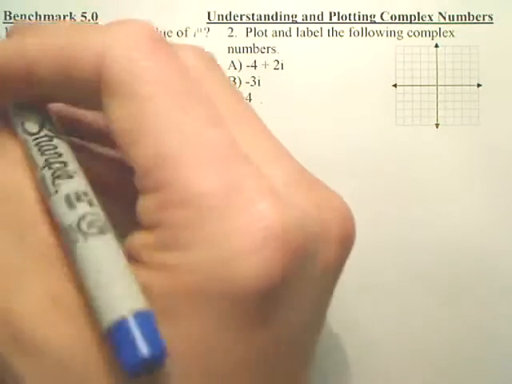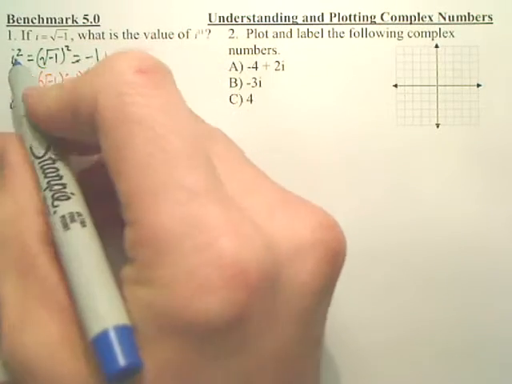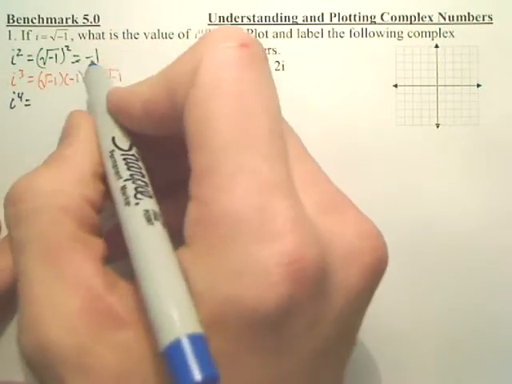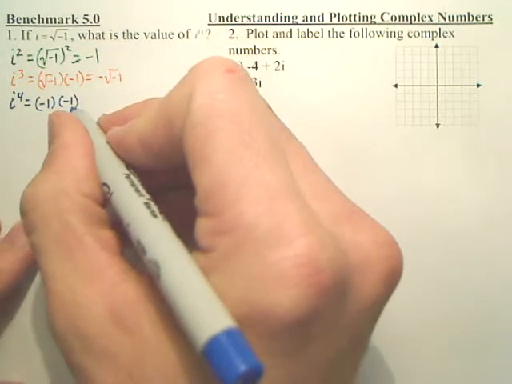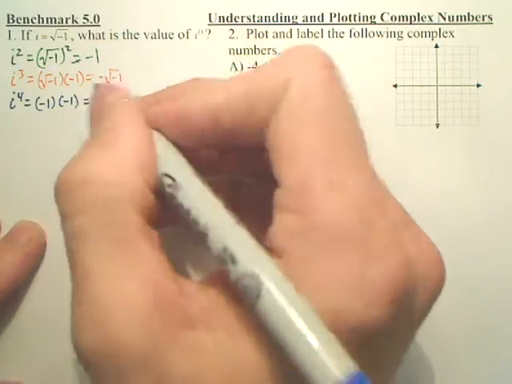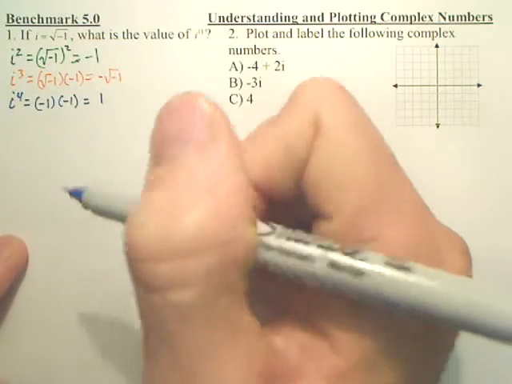Okay. i to the fourth, isn't that just i squared times i squared? Isn't that just negative 1 times negative 1? i squared times i squared? It gives me 1. Okay?